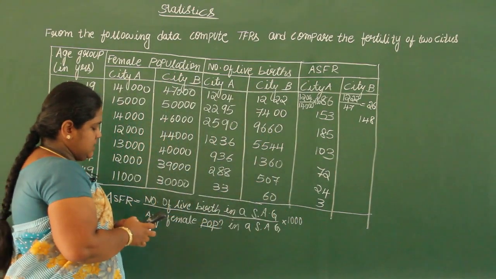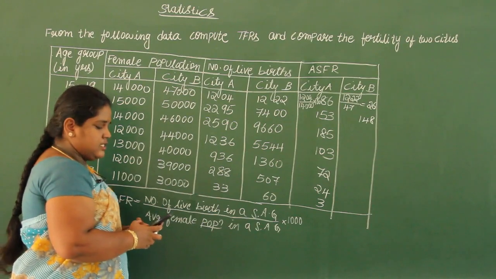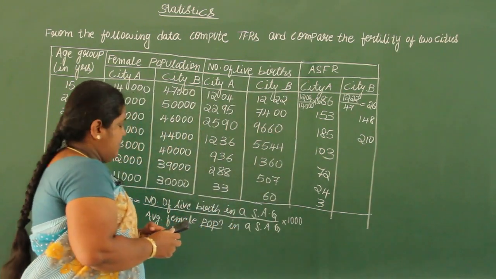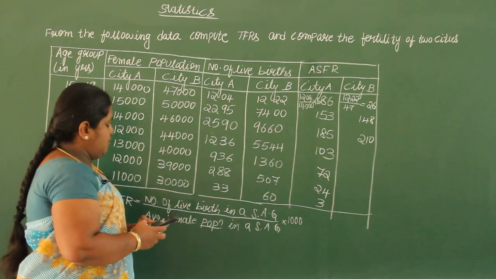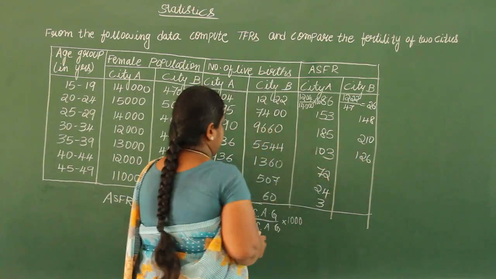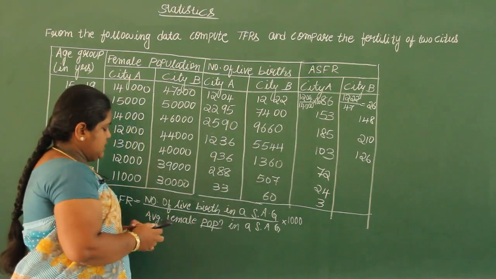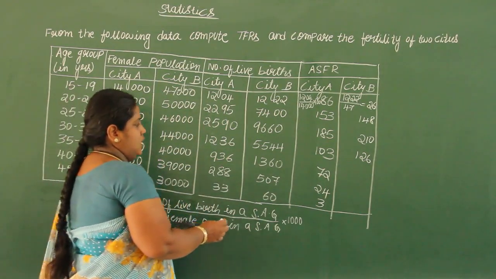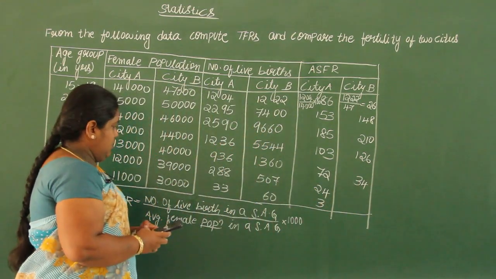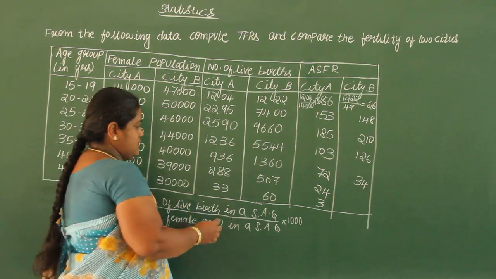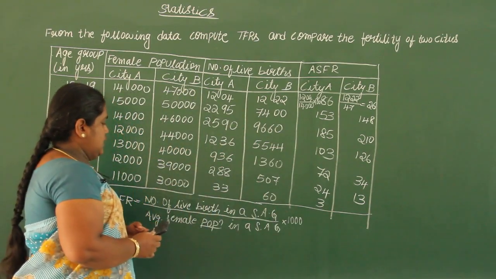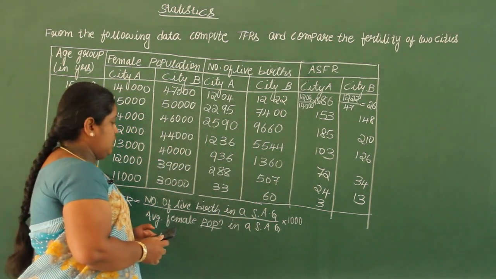Next, 9,660 divided by 46,000 into 1000, 210. 5,544 divided by 44,000 into 1000, 126. 1,360 divided by 40,000 into 1000, 34. 507 divided by 39,000 into 1000, 13. Next, 60 divided by 30,000 into 1000, 2.